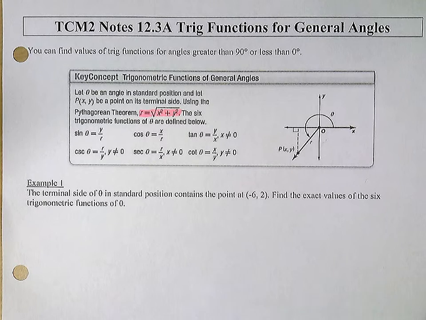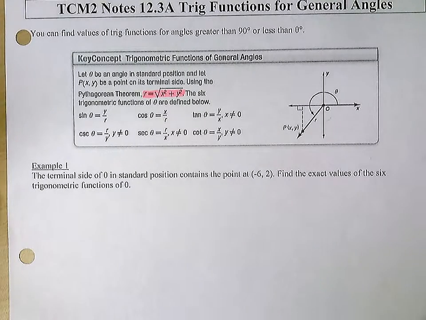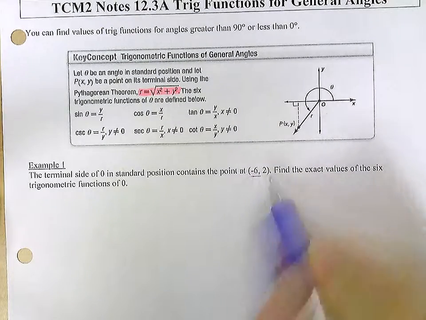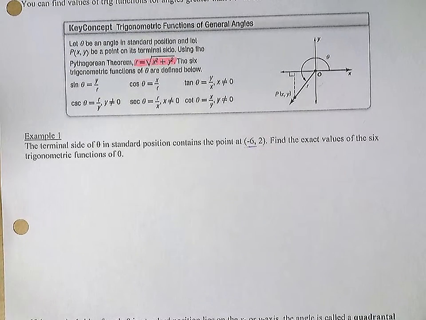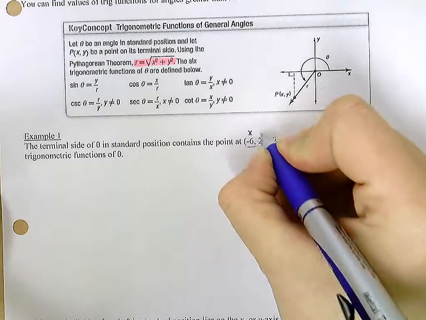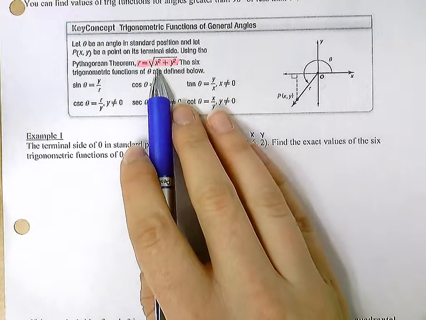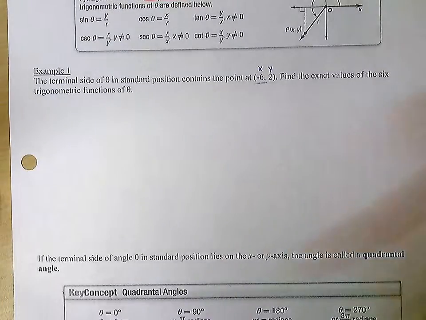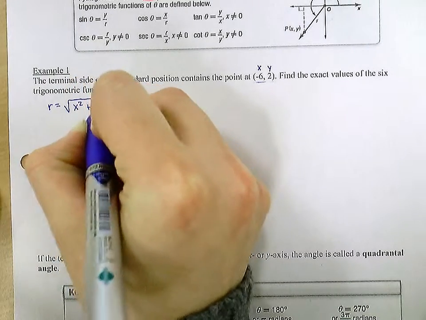In example 1, we have the terminal side of theta in standard position containing the point (-6, 2). We want to find the exact values of the 6 trig functions of theta. Our point is (-6, 2), so we have our x and our y already. What we want to do is find r. To find r, I'm going to use the Pythagorean theorem right here. So r is equal to the square root of x squared plus y squared.